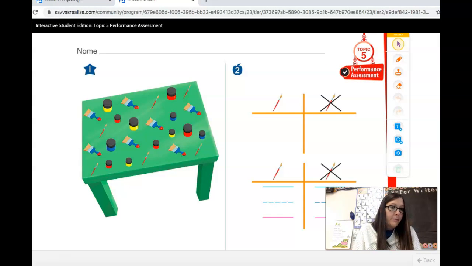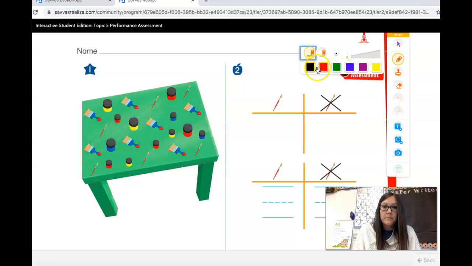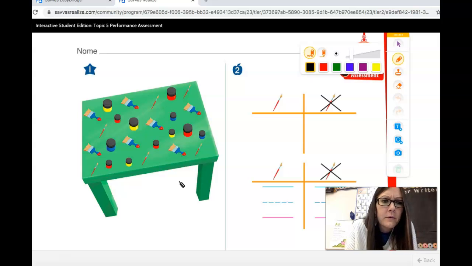Let's look at number 1 star. It's going to have us look at this art table here. And it says, a kindergarten class uses paintbrushes and paint to draw pictures. Draw a circle around the little paintbrushes and put an X over the paintbrushes that are not little. All right, we have to look really closely. Circle the littles, X the not little.